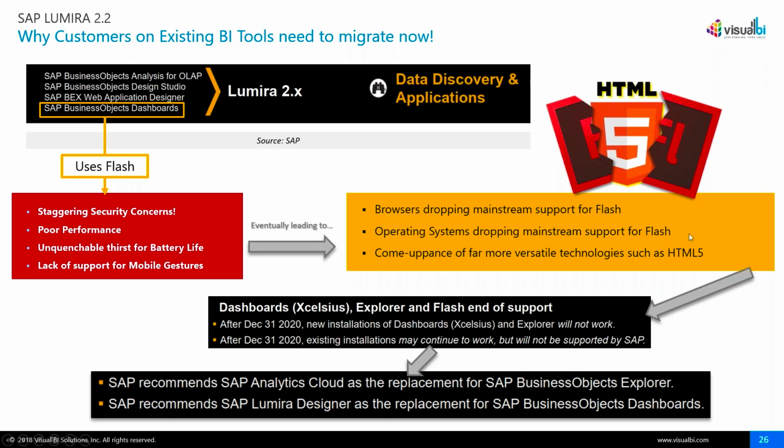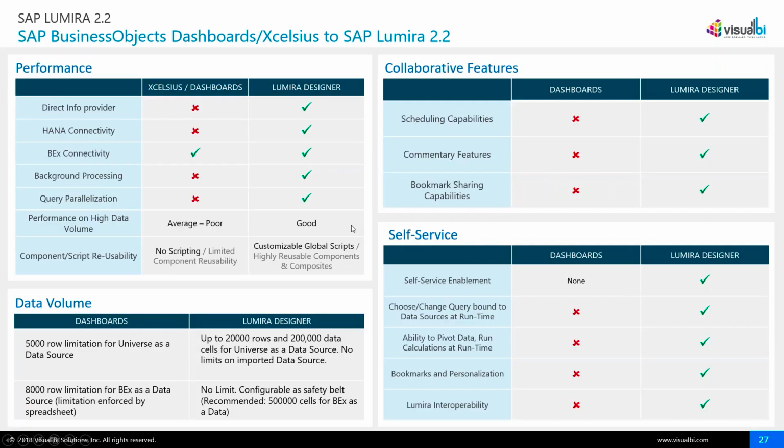Now, when you're choosing to migrate from legacy BI tools, there is a small caveat. The migration would require effort in manually rebuilding what you have on existing tools. But the good thing is most of the requirements that you might have from your existing tools can be addressed very easily by SAP Lumira. Take, for example, customers using dashboards or Excelsius. You'll find that Designer pretty much checks all of the boxes for the most common requirements from this tool.